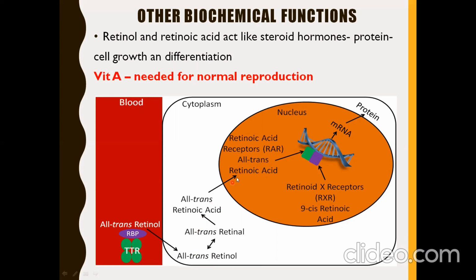This retinoic acid is recognized by nuclear receptors. The two nuclear receptors are the retinoic acid receptor and the retinoid X receptor. The retinoic acid receptor binds with all-trans retinoic acid, while the retinoid X receptor binds with 9-cis retinoic acid. They form a dimer. They in turn bind with the hormone response elements in the gene, which causes the transcription of the gene, resulting in synthesis of the proteins needed for cell growth and differentiation.